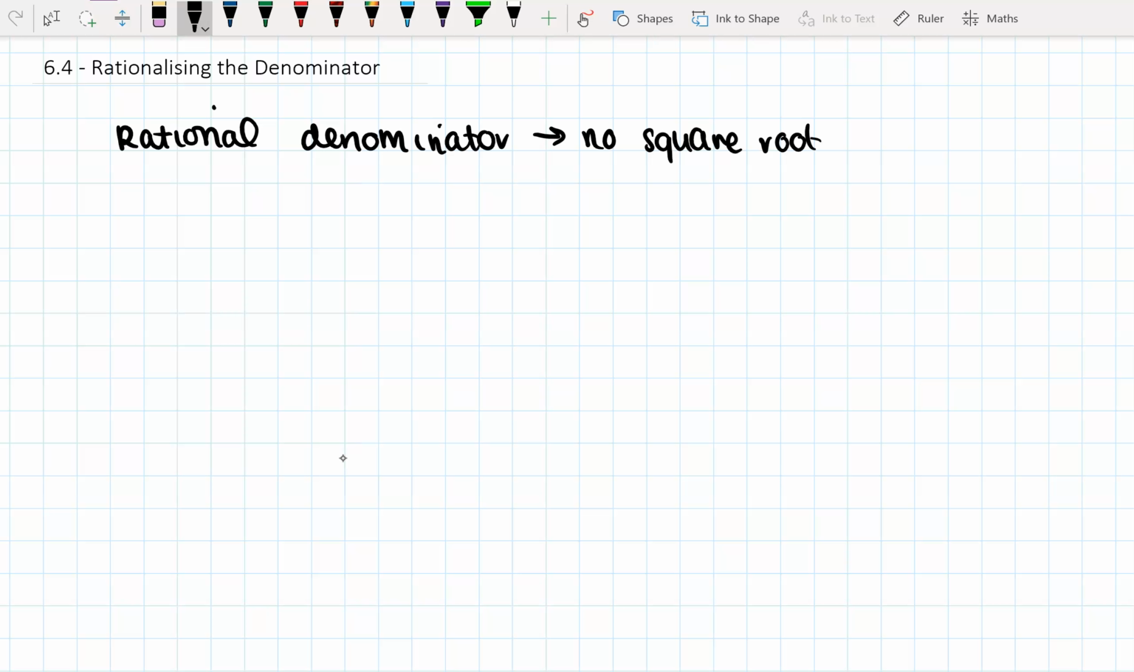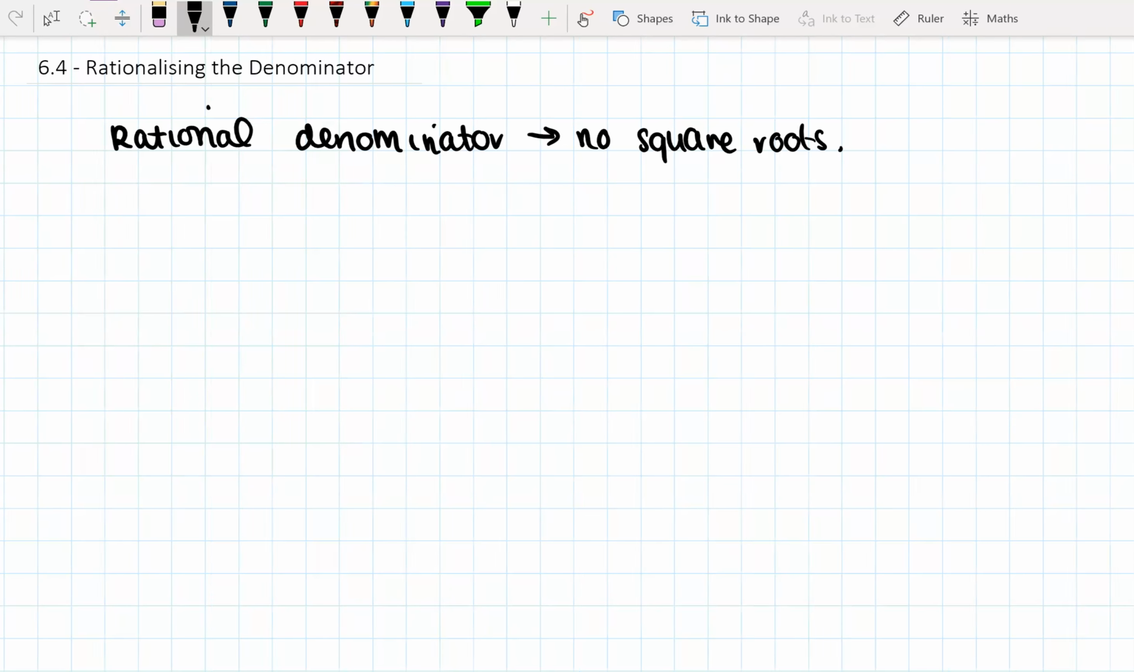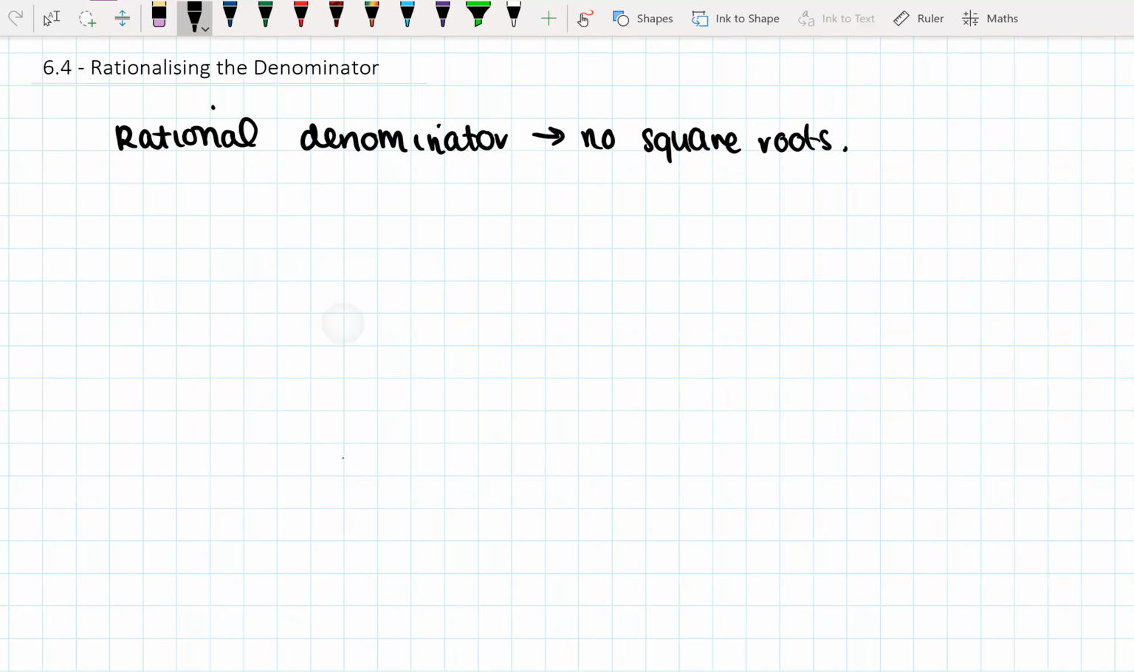We do prefer that you do this, and this is actually a normal maths convention that we never write a fraction with a root in the denominator, the same as we never write a fraction with a decimal in it. So what we're going to teach you today is how to rationalize the denominator. Let's say that we have an example such as 1 divided by root 2.